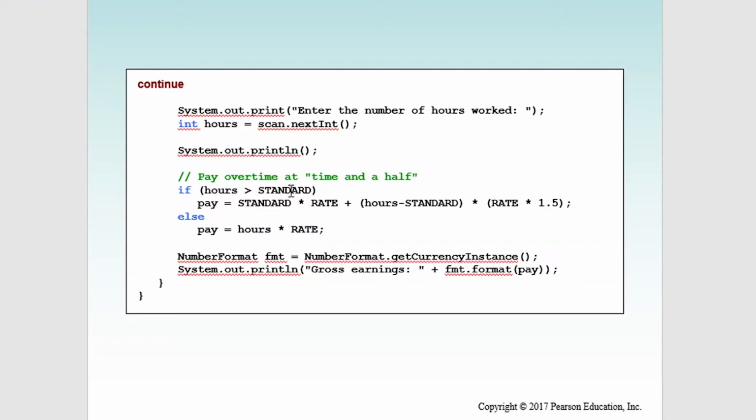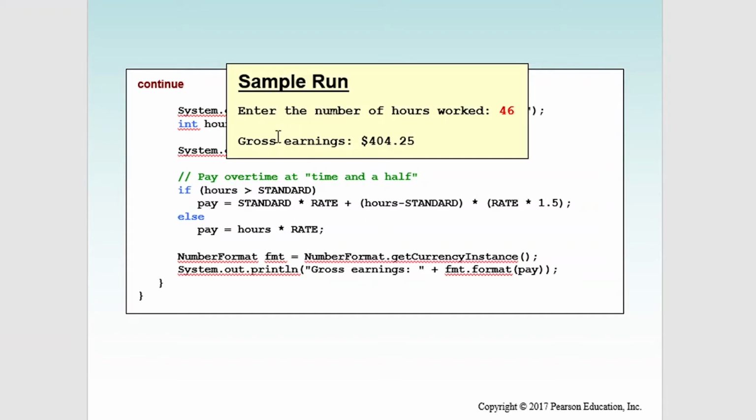If the hours you worked is greater than the standard, which is 40, so they're saying if you work more than 40 hours, they're going to calculate your pay with time and a half added on. Else, they're going to calculate your pay to be just the regular rate. And then it'll print out your pay amount. Here is the sample run. So they entered 46 hours worked, so they printed out their gross earnings.